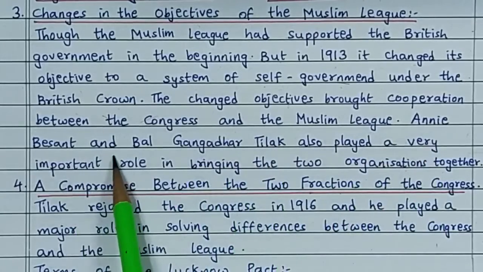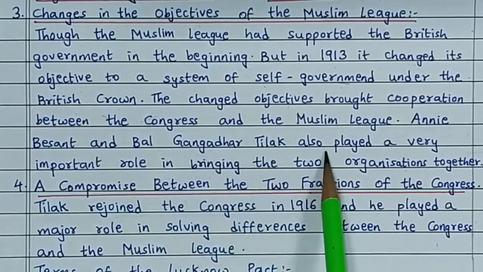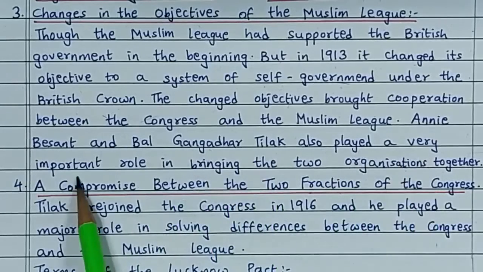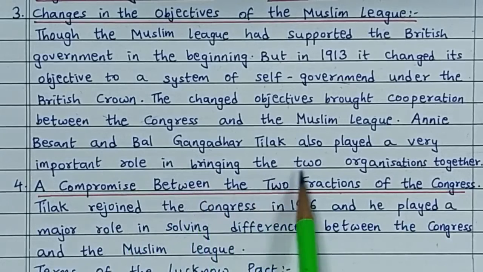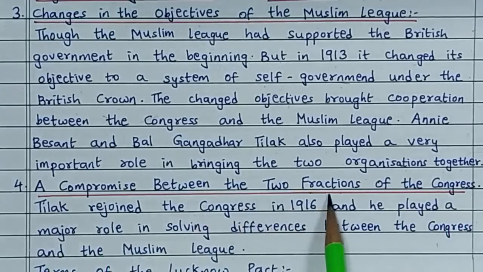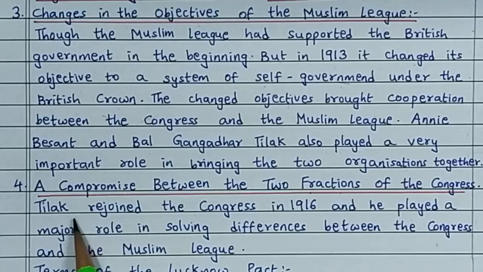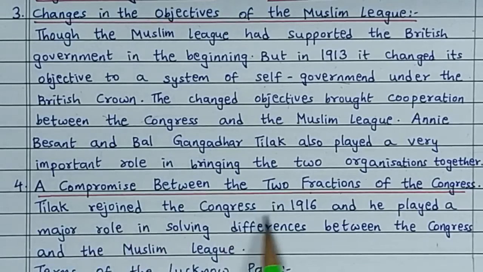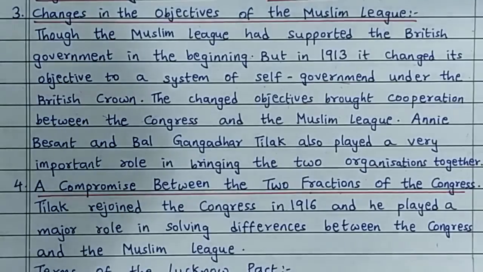Annie Besant and Bal Gangadhar Tilak also played a very important role in bringing the two organizations together. Fourth, a compromise between the two factions of the Congress. Tilak rejoined the Congress in 1916 and he played a major role in solving differences between the Congress and the Muslim League.